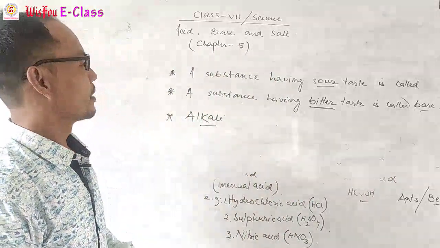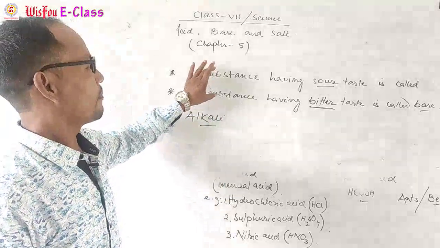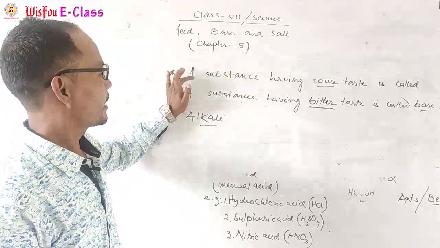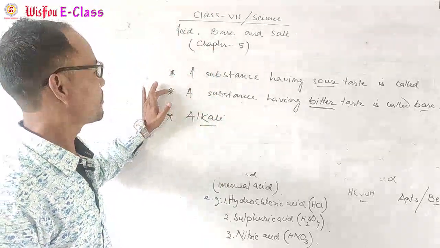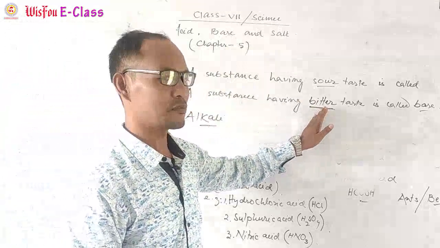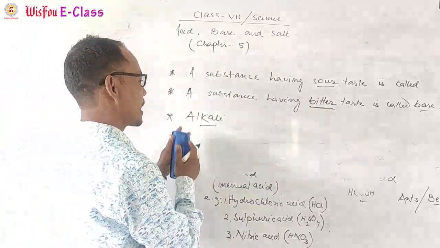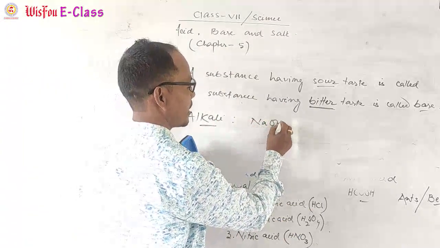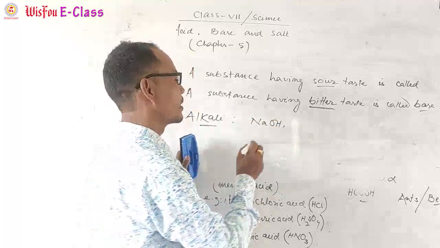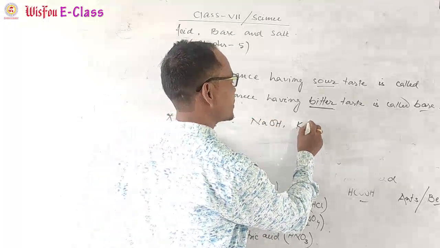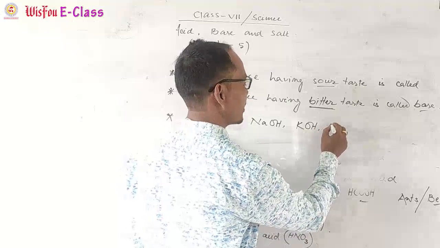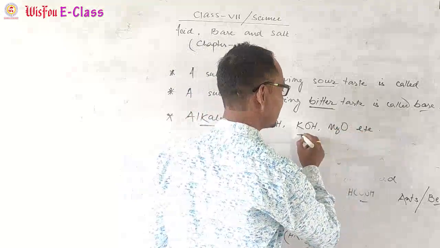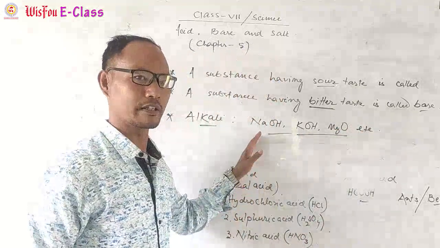I have mentioned two ideas, the definition of acid and the definition of base. Better you try to understand. For example, sodium hydroxide, potassium hydroxide, magnesium oxide, etc. are examples of bases.